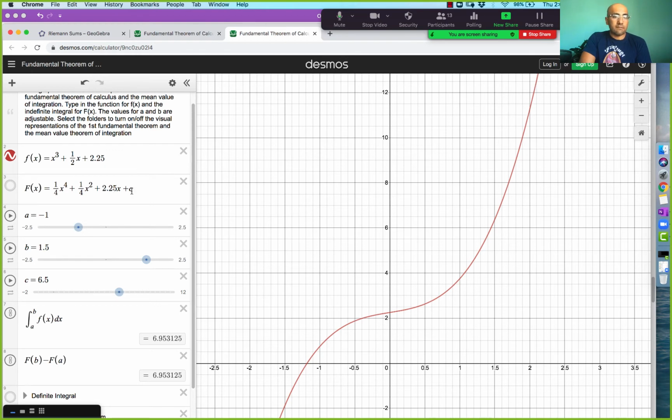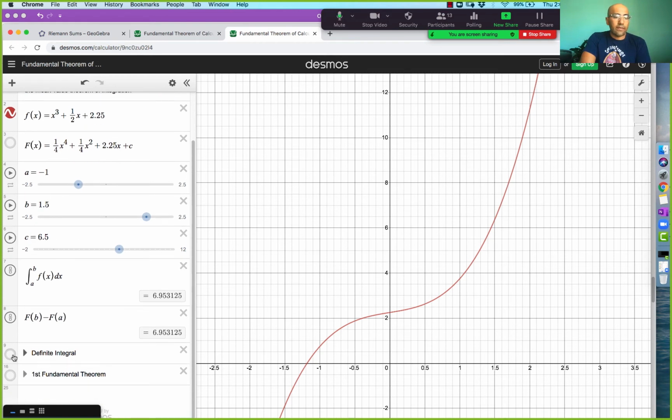Plus some constant c. Okay, so this is the antiderivative of this function, or we could say that given this function, this one's the derivative, or given this function, this one's the antiderivative. Good. Okay, so this red one is the function f of x. So now if we define a new function which is equal to the integral from a to b of this red one, we end up with this.